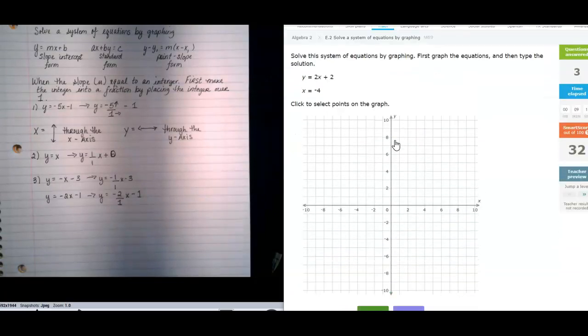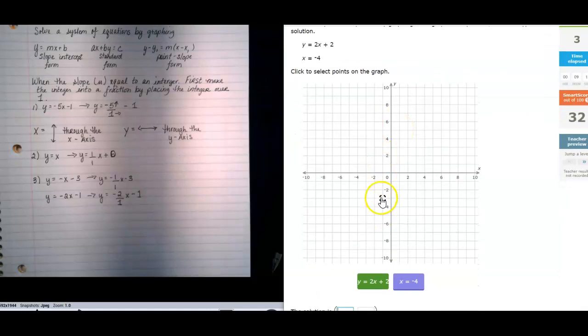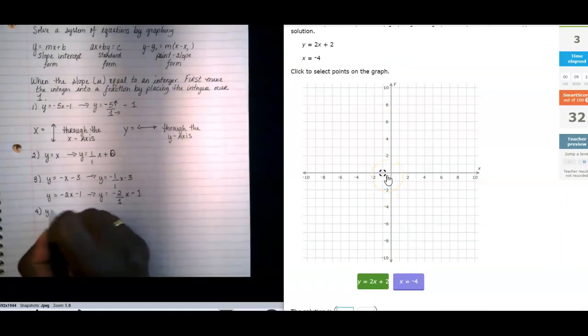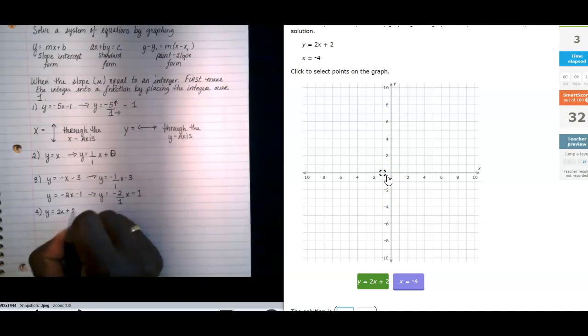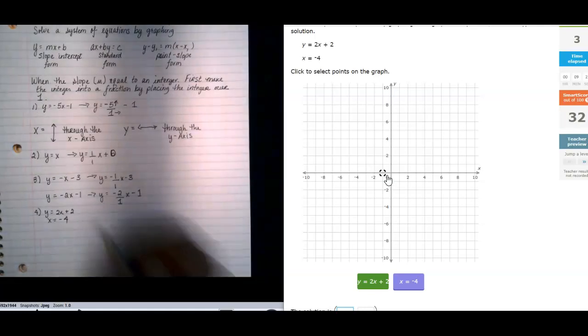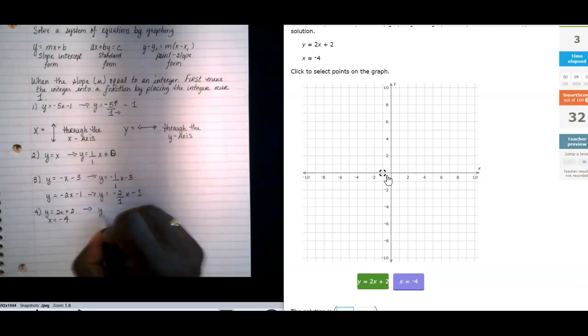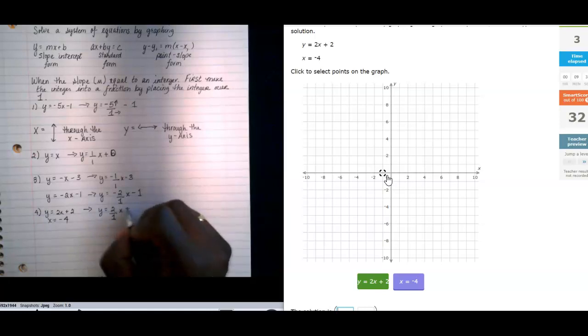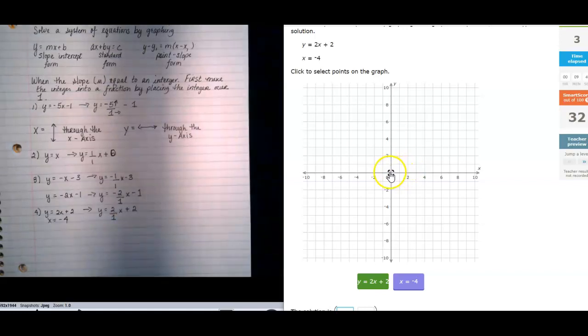Here's our next one, solve the system. We know what we're supposed to do now. So we've got y is equal to 2x plus 2, and x is equal to negative 4. Again, we're going to make the 2 into a fraction by placing it over 1. And then we just continue. So our rise is going to be 2 over 1. Rise and run, sorry. So we're going to start at 2. And we're going to go up 2 and over to the right 1.